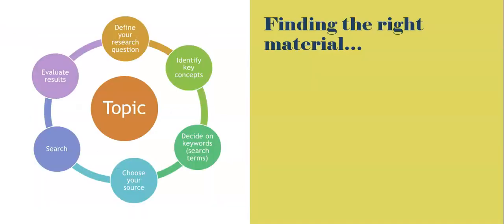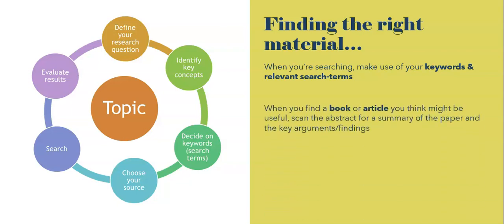So moving on to the next step is about finding the right material and searching in those different academic sources. When you're searching, make use of your keywords and relevant search terms that you've identified from your search string. When you find a book or article you think might be useful, scan the abstract for a summary of the paper and the key arguments and findings outlined. This will help you to identify whether this is relevant and will help you answer your research question.